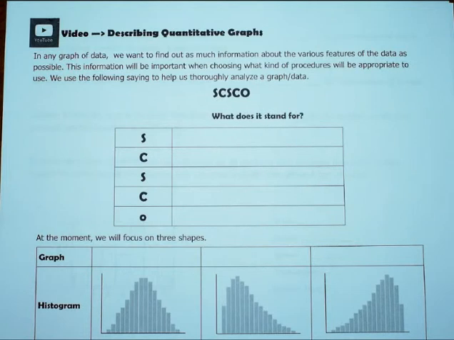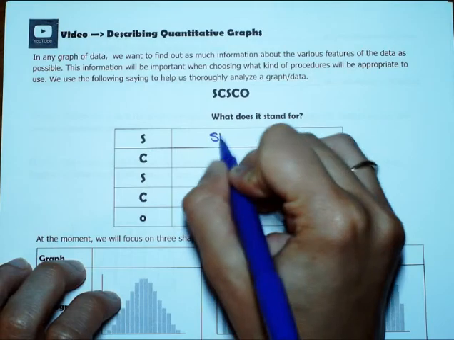In any graph of data, we want to find out as much information about the various features of the data as possible. This information will be important when choosing what kind of procedures will be appropriate to use. We use the following saying to help us thoroughly analyze this data. We call this SOCS. The S stands for shape, or the overall pattern.